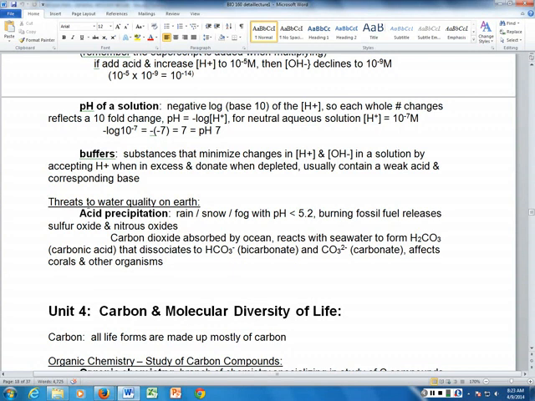So other things where pH becomes important: acid precipitation. Rain, snow, fog, with a pH of less than 5.2 is considered to be acid precipitation. Burning fossil fuels releases sulfur oxides and nitrous oxides to create acid rain. A volcano is going to create acid rain, so there are natural things that create it too.